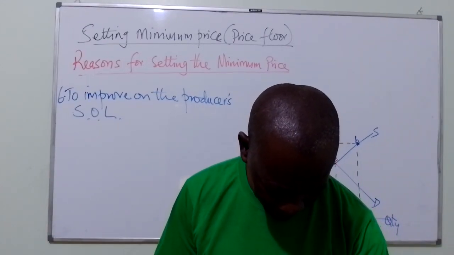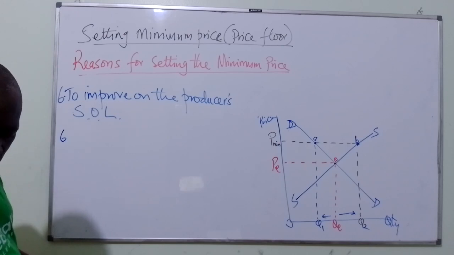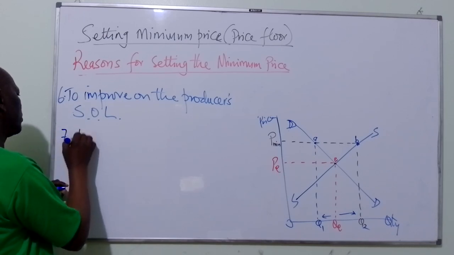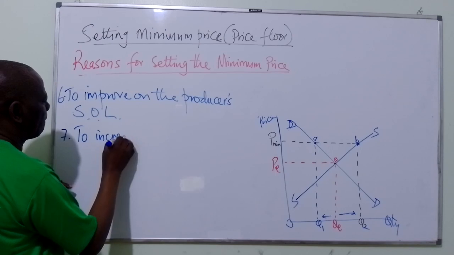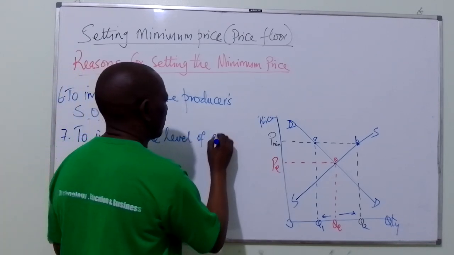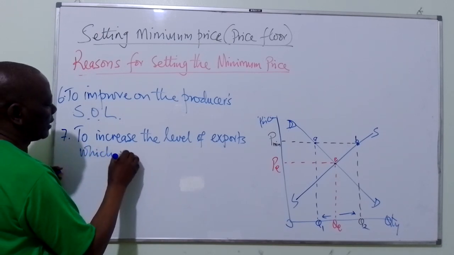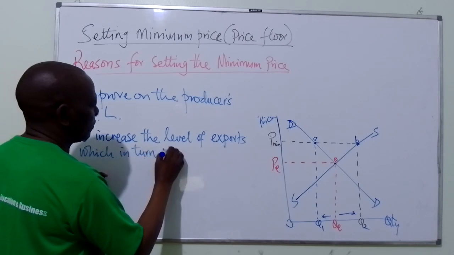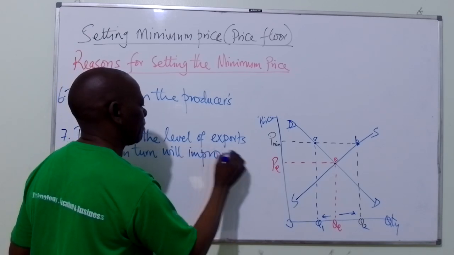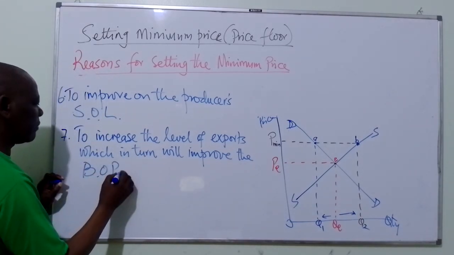Then another, in number 7, is the reason to increase the level of exports, which in turn will improve the balance of payment position.